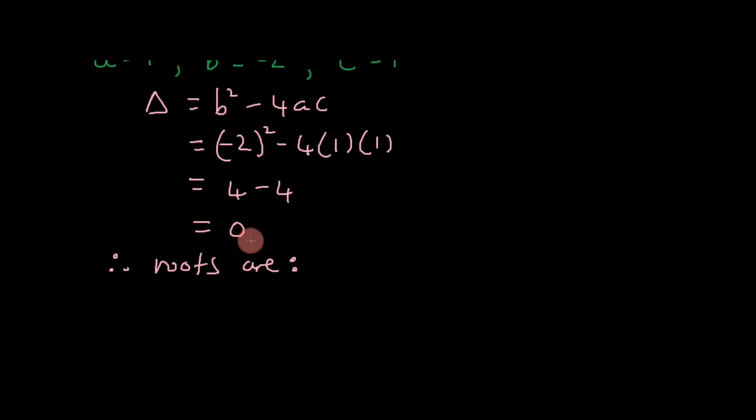And we can conclude that the roots are going to be real because delta isn't less than 0. So real. They are going to be equal because delta is equal to 0. And they're also going to be rational since 0 is also a perfect square. So real, equal, and rational.